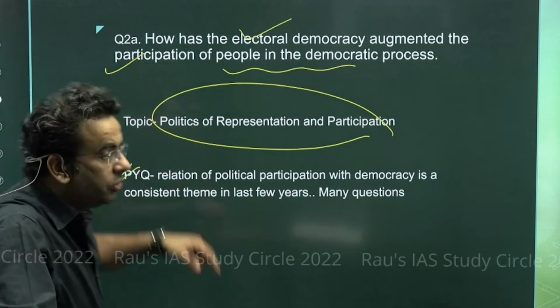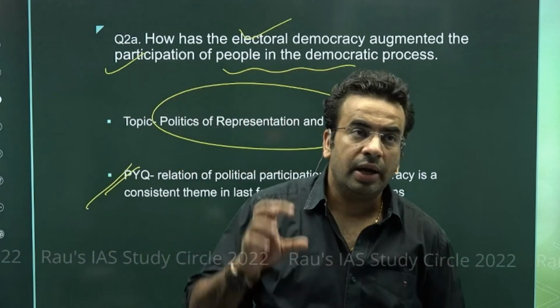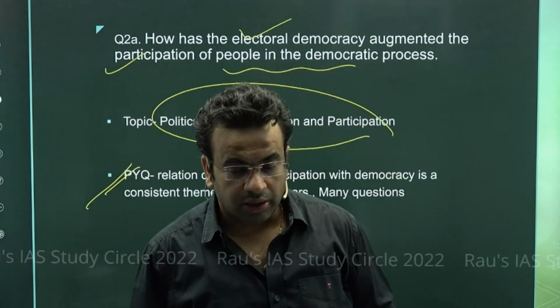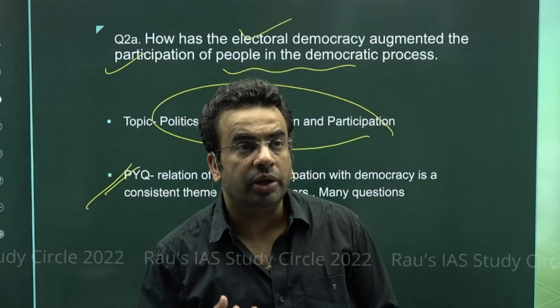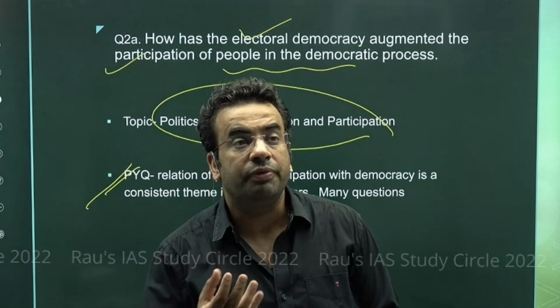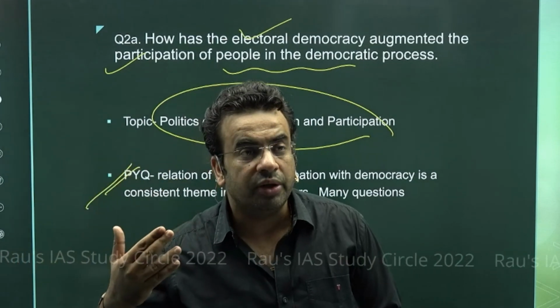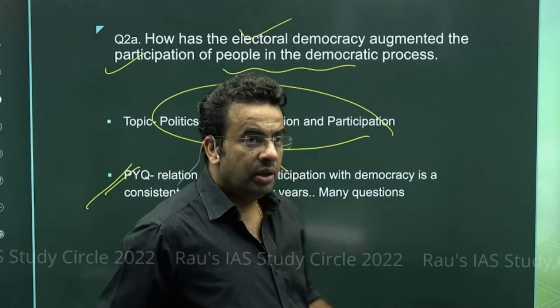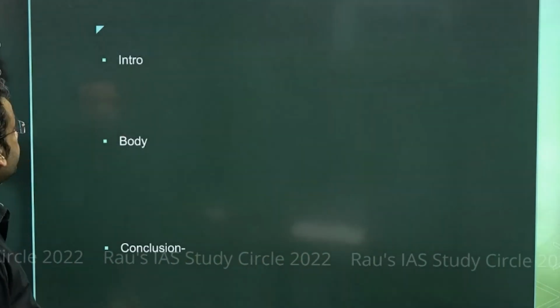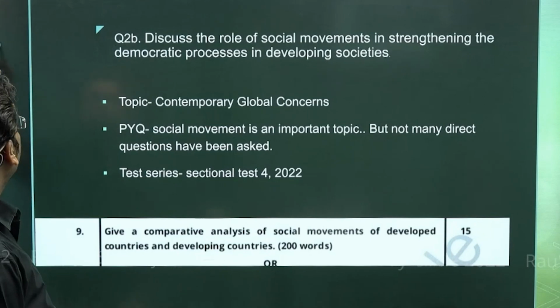Okay, so this question is emphasizing on what? That electoral democracy, okay, so emphasis on people's participation, emphasized by Aristotle, later emphasized by Hannah Arendt. Okay, role of social movements.